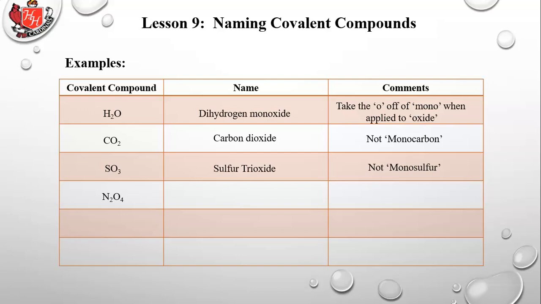N2O4. Now you have something other than a 1 in that first element, so that's going to be dinitrogen tetroxide. Tetra means 4, dinitrogen tetroxide. Take the A off the word tetra when applied to oxide, so it's not tetraoxide, it's tetroxide.